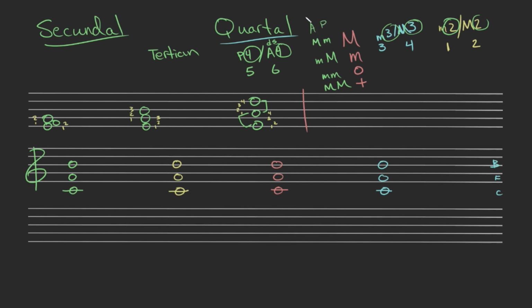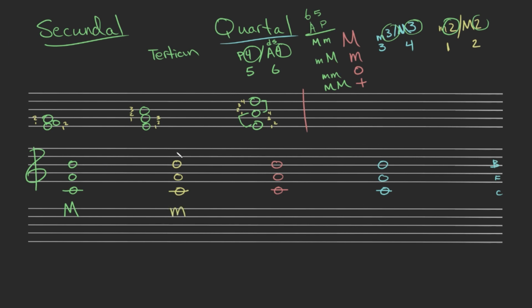Okay, so augmented fourths are going to be 6 half steps, and perfect fourths are going to be 5 half steps, okay? So that should make sense. So here we go. We're going to start with major here. We can go ahead and call this major. We'll call this minor.